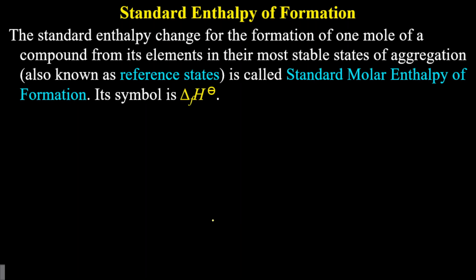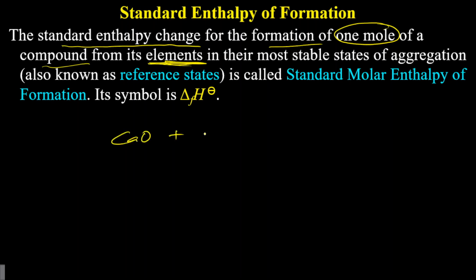So, standard enthalpy of formation: what is it? I have been talking about it. It is the standard enthalpy change for the formation of 1 mole of a compound. But there is a caveat. The condition is that the elements have to produce the compound. So you cannot say calcium oxide, that is quicklime, combines with CO2 and gives you CaCO3.